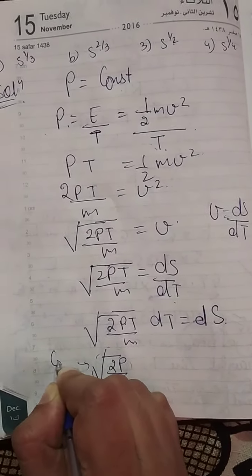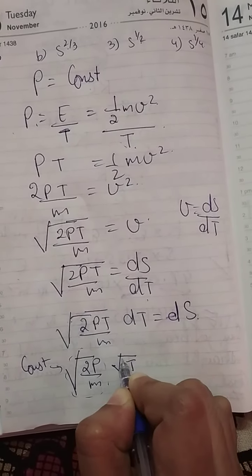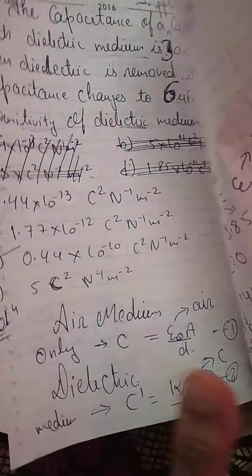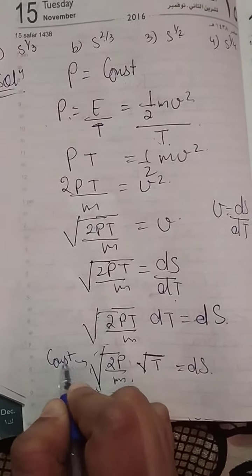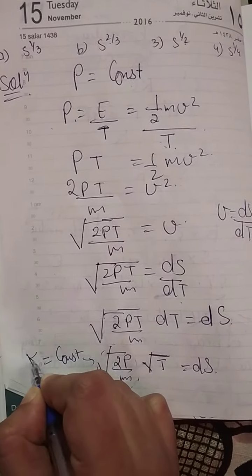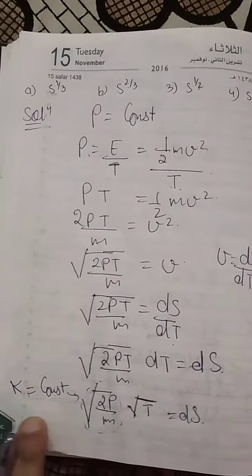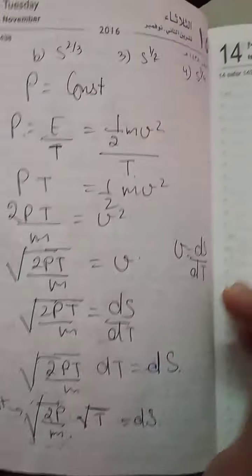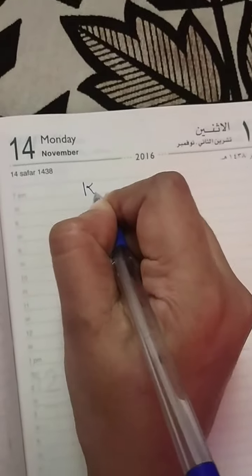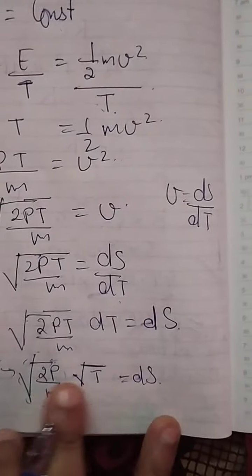Can I write under root 2P by m separately? This is constant, so let's say it is equal to k. I write down 2P by m under root is equal to k. So my equation is k under root t is equal to ds. Correct? k under root t equals ds.